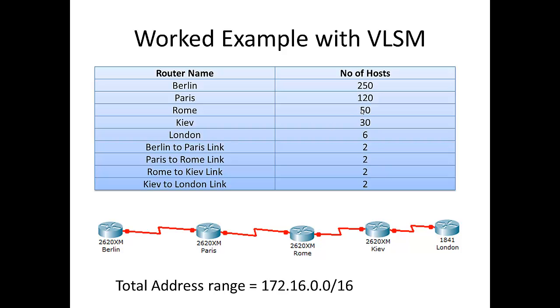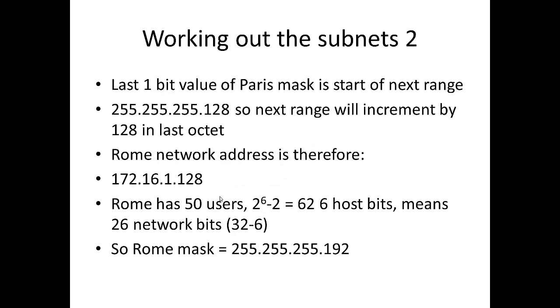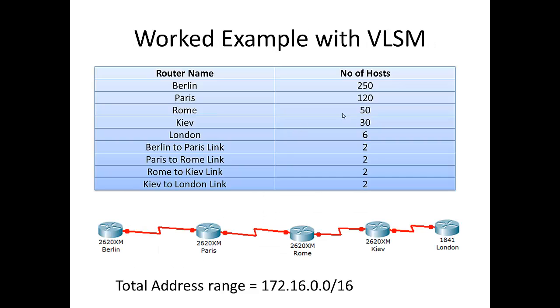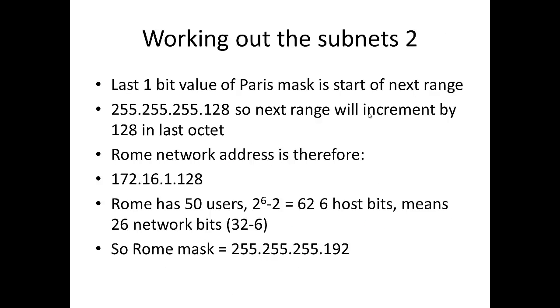Now we work out Rome, which is 2 to the 6, because we need 50 users for Rome. So 2 to the 6 will give us 64. That's enough. Minus 2 gives us 62. That means there's 6 host bits, which means the remaining bits must be network bits. That means 26 network bits. That gives us a mask of 255.255.255.192, or /26.